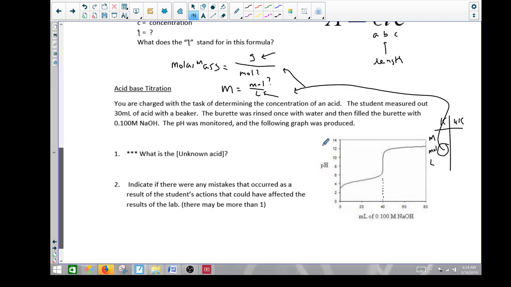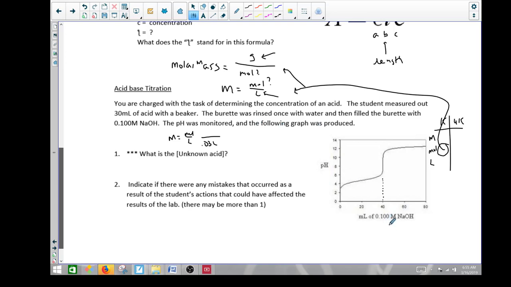Alright, so at this point, I want to know what is the concentration of unknown acid. So I'm looking for molarity, which is equal to moles per liter. And this is the work I want to show. You are charged with the task of determining the concentration of an acid. The student measured out 30 milliliters of the acid, so right off the bat they're giving us this 0.03 liters. The burette was rinsed once with water and filled with 0.1 molar NaOH. The pH was monitored, and the following graph was produced.